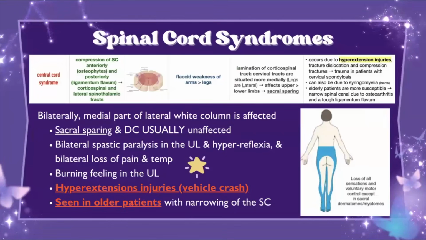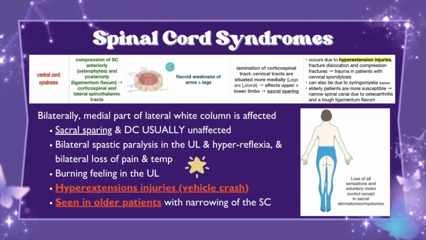Okay. Next, we will be talking about the central cord syndrome. Now, from the name, this affects the center of the spinal cord. Remember how we said that the cervical and the upper limb tracts were located more medially, whereas the lower limb and the sacral tracts were located more laterally? The ones that are located more medially would be affected. So the cervical tracts and the upper limb tracts would be affected in this case, whereas the tracts located most laterally, like the sacral tract, would be spared. So there's sacral sparing in this case, and the dorsal column would usually be unaffected.